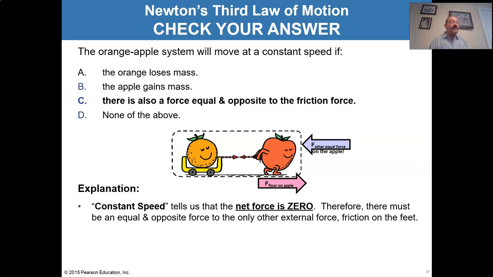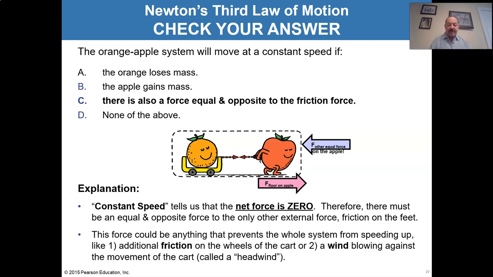So there must be some other force we haven't talked about yet to equalize the two forces, so that the net force is zero, so that the net acceleration is zero, so that the speed becomes constant. Constant could be zero, or constant could be positive, or constant could be negative. As long as it's constant, it's not changing. No acceleration. So this force could be something like other friction forces on the system, like the wheels of the cart scraping against the ground and slowing it down so that it's not accelerating anymore. It's just going at a constant speed.